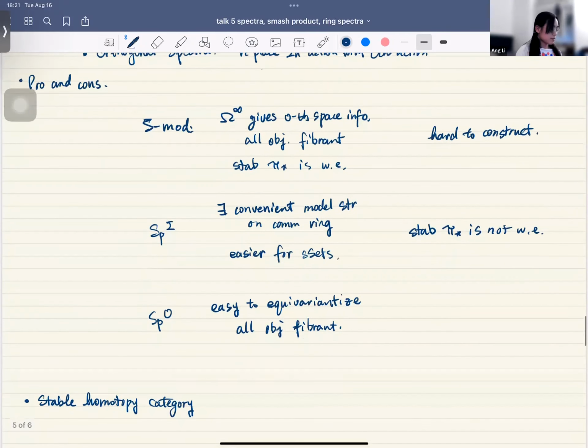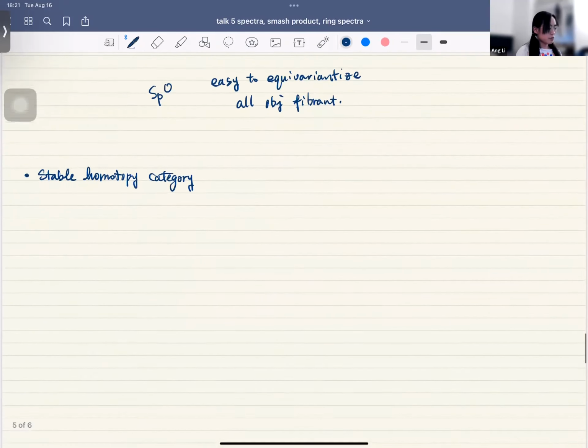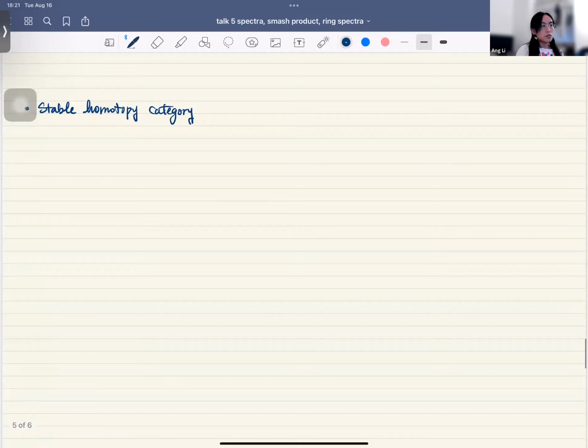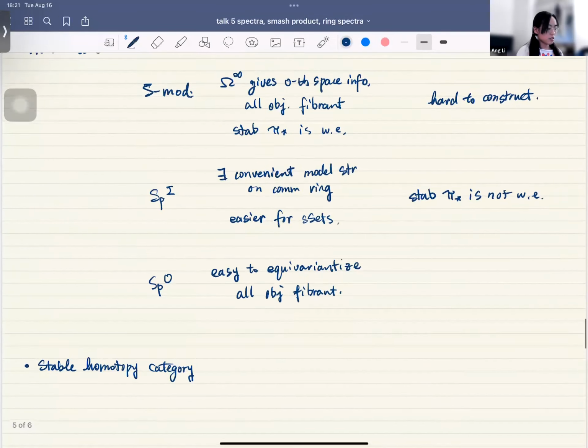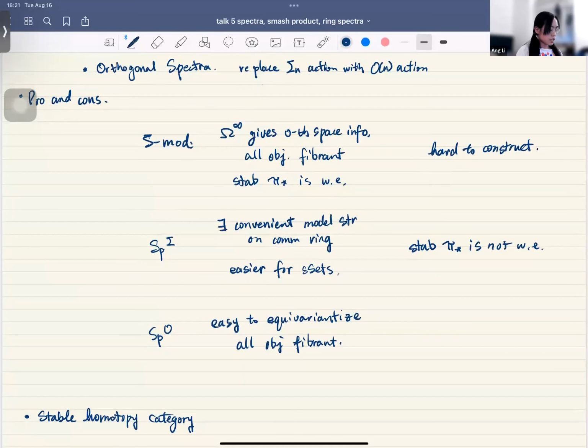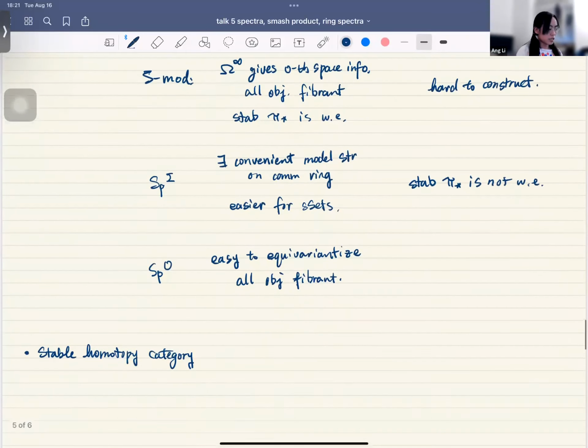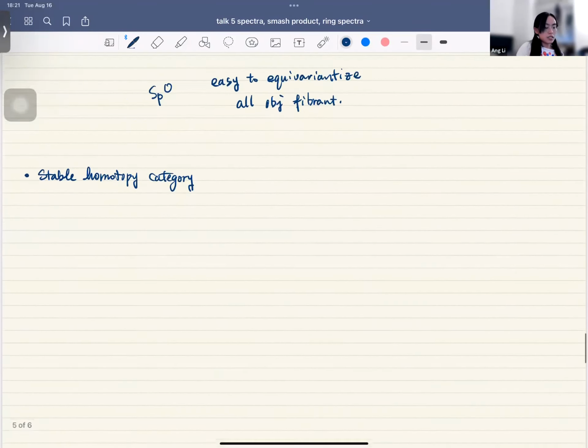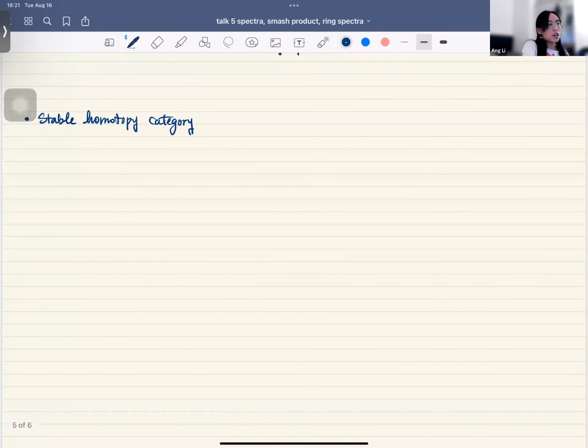So often when we mention spectrum, we are not thinking of the actual models of spectra, those three. We are thinking of the stable homotopy category, which is the homotopy category of those three. So yes, they share the same homotopy category. Let me write it down.